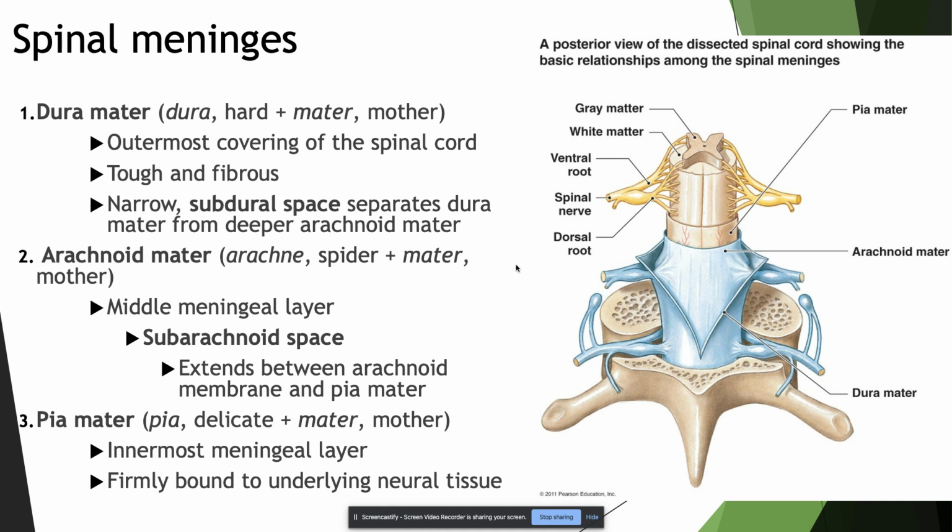The arachnoid mater is the middle meningeal layer and includes a simple squamous epithelium called the arachnoid membrane and the subarachnoid space that extends between the arachnoid mater and the pia mater. The pia mater consists of a meshwork of elastic and collagen fibers that's firmly bound to the underlying neural tissue.